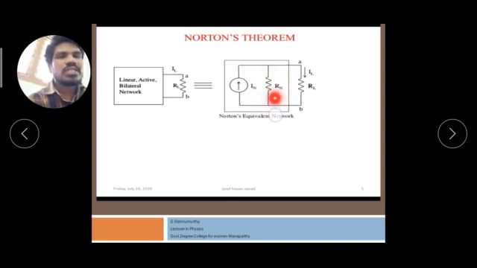This Norton resistance is connected in parallel with Norton's current source, and the load resistance across the AB terminal is also connected in parallel to the IN and RN. So this is called the equivalent circuit for the bilateral network of Norton's theorem.